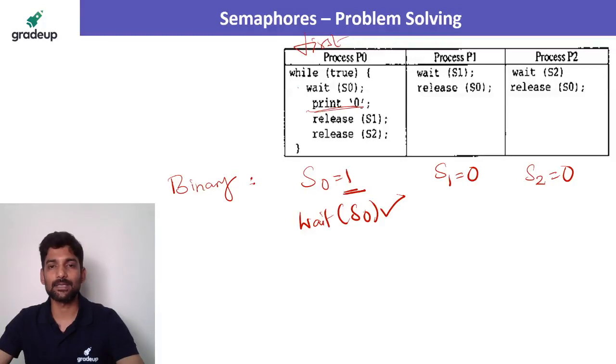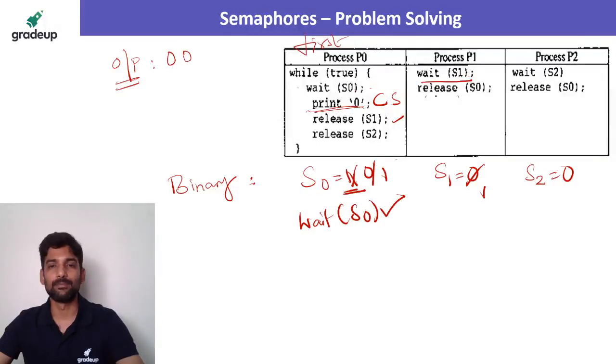Then what happens after wait of S0 enters into the critical section? It prints 0. So here I am writing the output. Then release S1, and the S1 value becomes 0 to 1. Now who got a chance? Wait of S1. Then S1 will do release of S0. Wait of S0 made 1 to 0, and release of S0 will make 0 to 1 again. So after wait of S0, it prints 0.